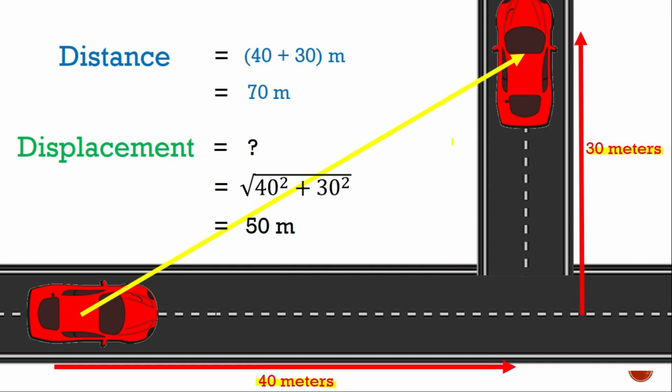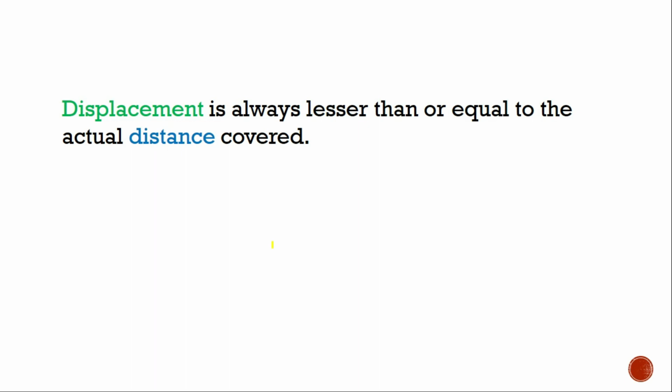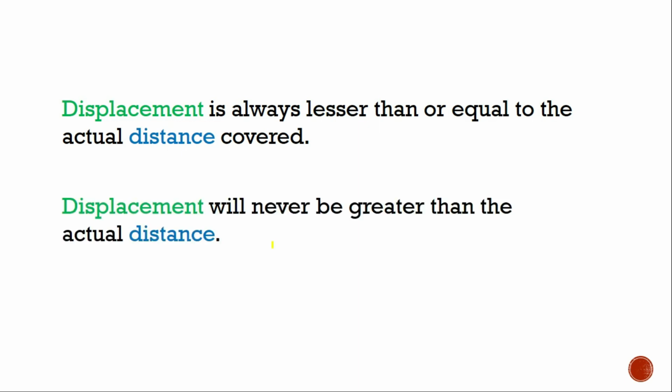So here you can see that because we changed our direction, the distance covered and the displacement covered started to differ from each other, which is the case most of the times. You will see that the displacement is always lesser than or equal to the actual distance covered, but it will never be greater than the distance itself.